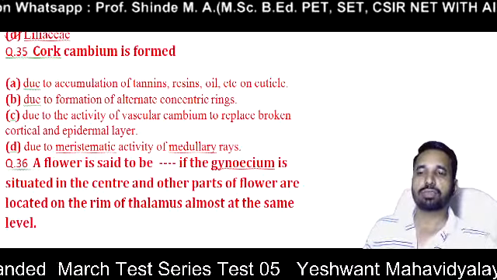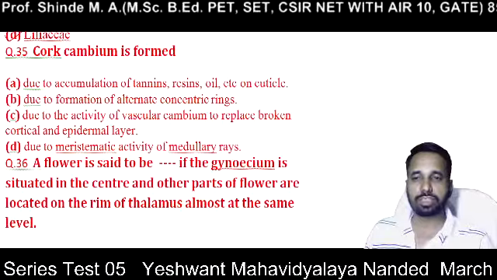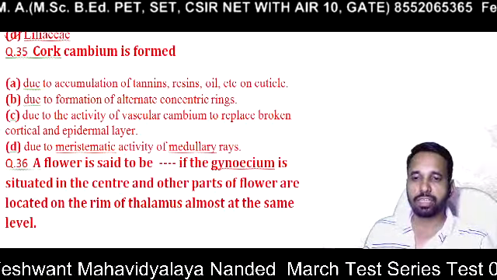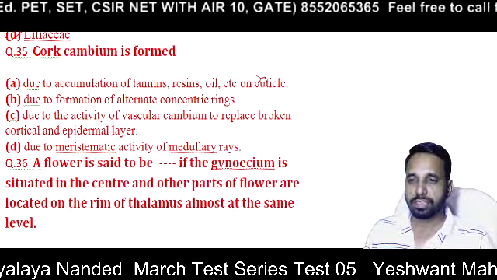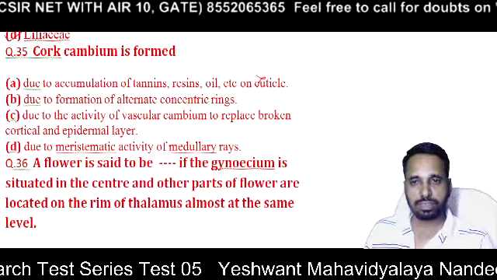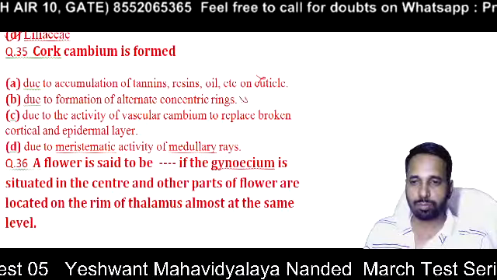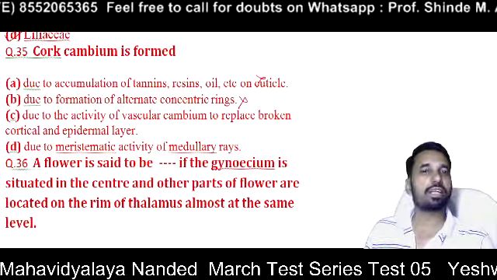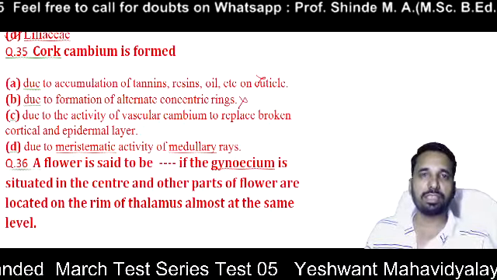Okay. Next question number 35. Cork cambium is formed. Cork cambium, how is it formed? Very interesting question. Due to accumulation of tannin, resin, oil. Is it so? No, nothing such thing. Due to formation of alternate concentric rings, no, that is the result, basically the output, not the reason for the formation of cork cambium. Due to the activity of vascular cambium to replace broken cortical and epidermal layer. Now if you go through NCERT, you will find the same line in the NCERT.